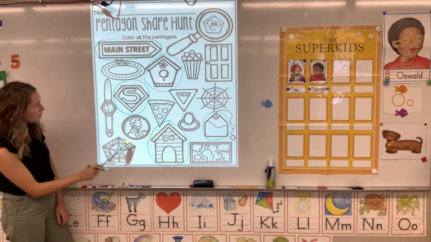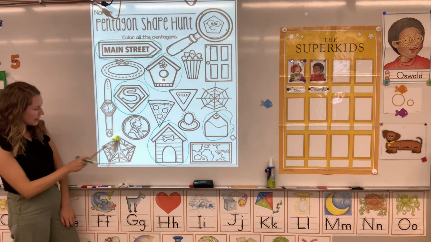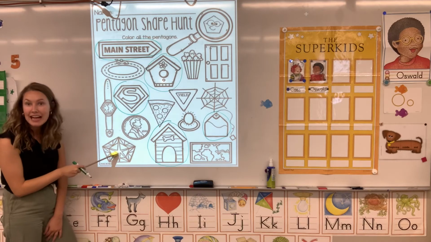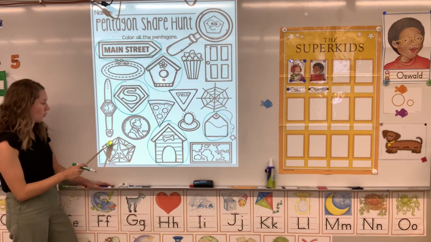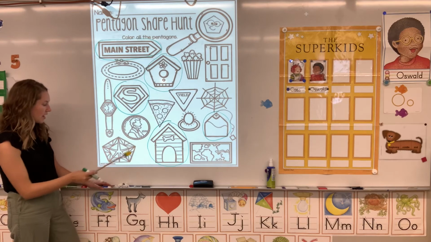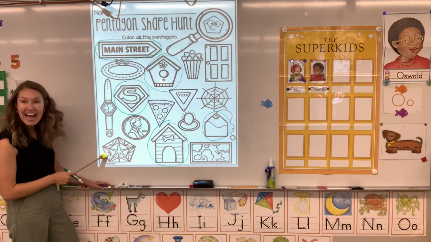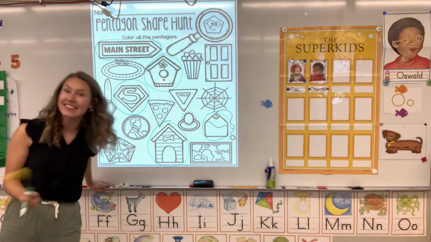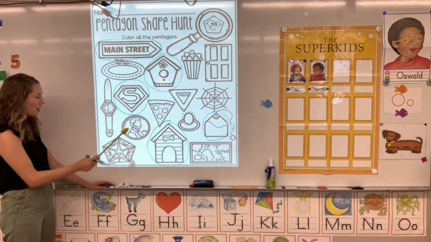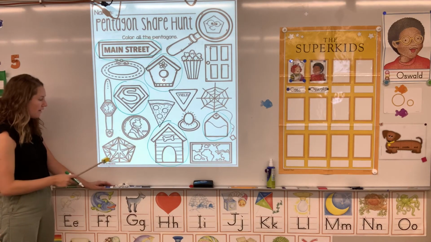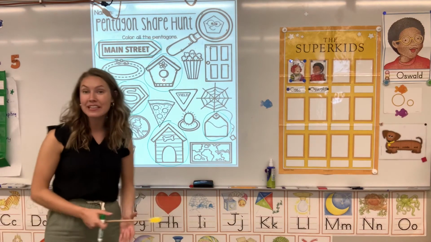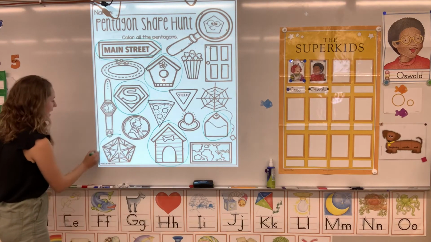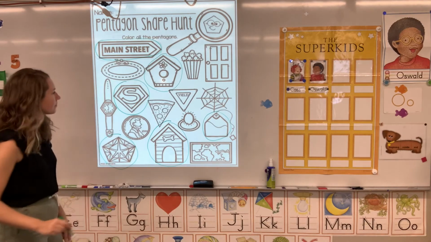Wow, this is a beautiful window looking here. I think it's maybe like a stained glass window. Let's count the sides and see if it's a pentagon. 1, 2, 3, 4, 5. Oh, it has 5 sides. Let's count the points. 1, 2, 3, 4, 5. It has 5, so we're going to circle it. That means it's a pentagon.